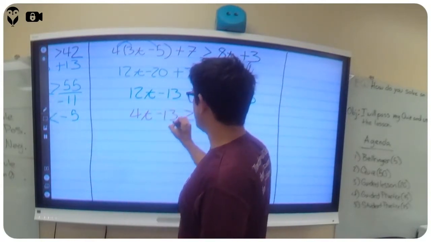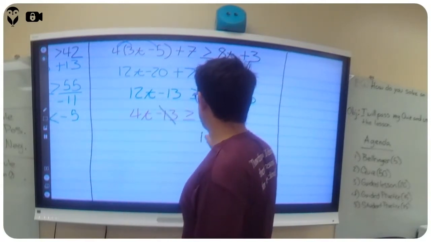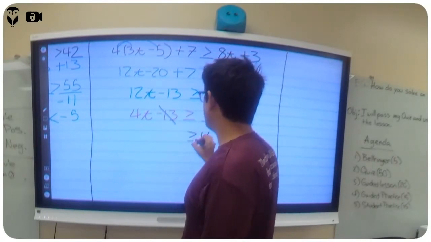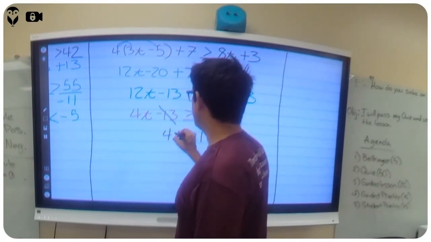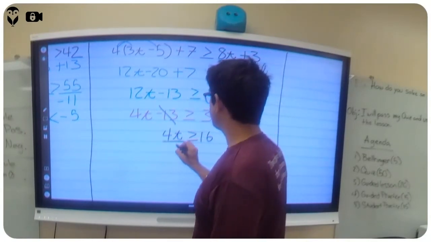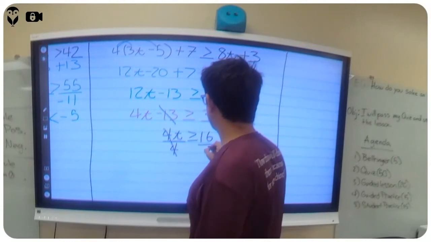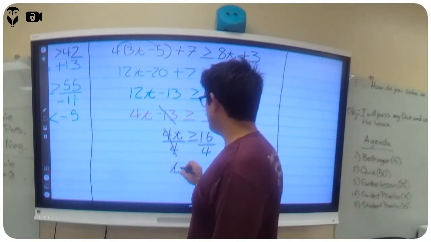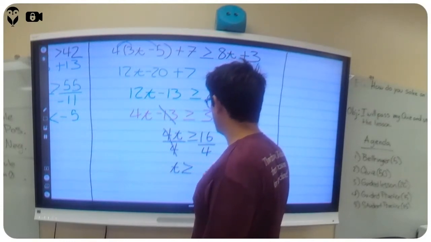That's the opposite of this. So that'll get rid of this. I add 13 to that. I'm left with 16 is greater than or equal to 4t. Then divide by 4 on both sides. T is greater than or equal to 4.